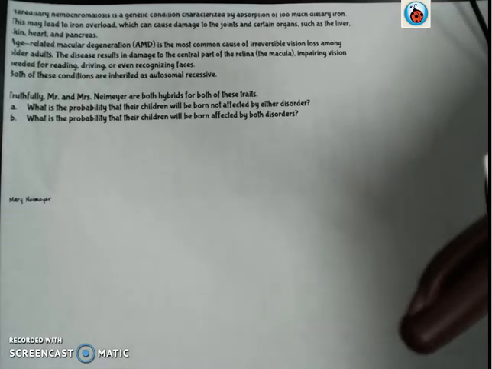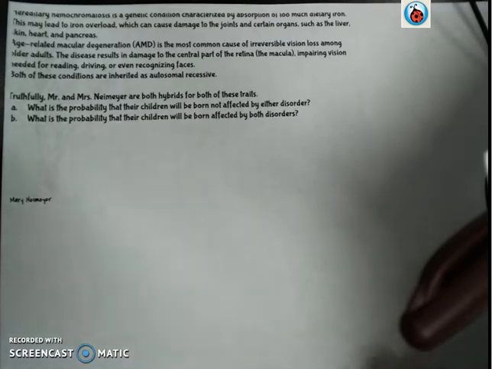Okay, so hereditary hemochromatosis is a genetic condition characterized by absorption of too much dietary iron. This may lead to iron overload, which can cause damage to the joints and certain organs such as the liver, skin, heart, and pancreas. Also, age-related macular degeneration is the most common cause of irreversible vision loss among older adults. The disease results in damage to the central part of the retina, impairing vision needed for reading, driving, or even recognizing faces. Both of these conditions are inherited as autosomal recessive.